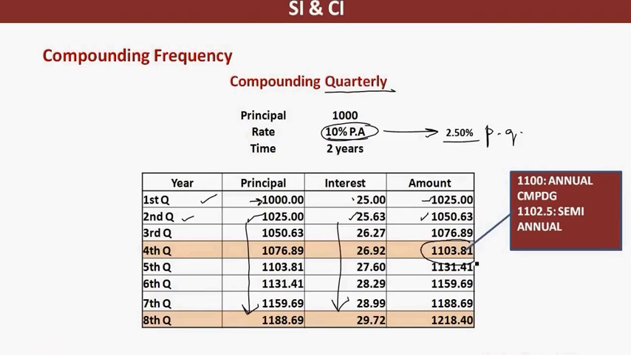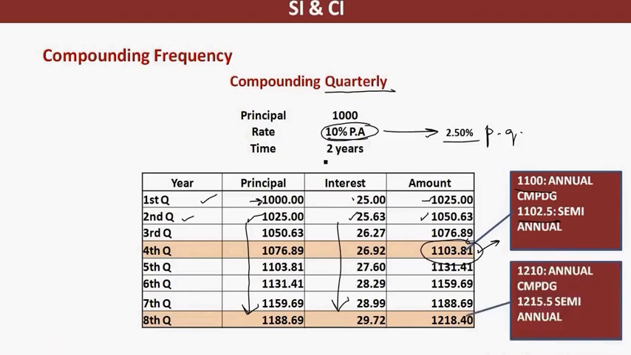If I compare the case at the end of 1 year, 4 quarters means 1 year, the money that I had in an annual compounding case was 1100. The money that I had in the previous case of semi-annual compounding was 1102. The amount in case of quarterly is more than the annual compounding and semi-annual compounding. Similarly, this figure of 1218 is more in comparison to the annual compounding amount that I'll have in my account, which is 1210, and the semi-annual compounding amount that I will have.